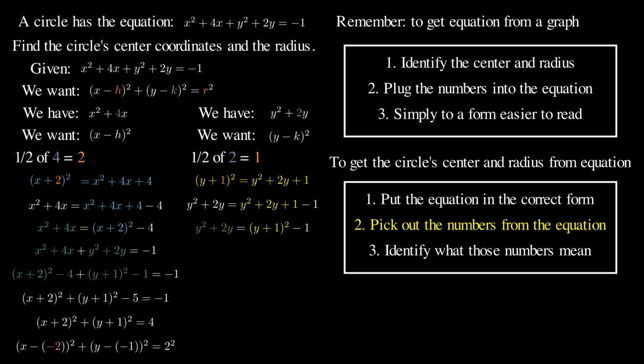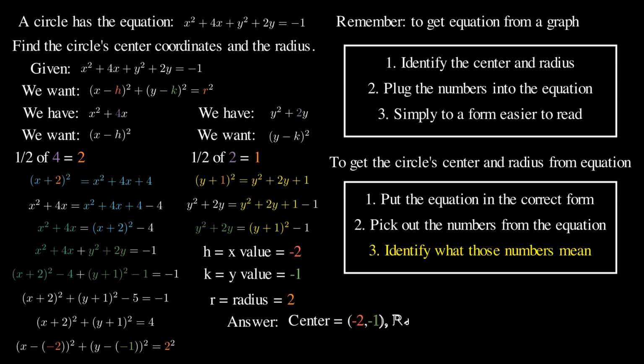The number being subtracted from x is going to equal the x value of the center of our circle. And the number being subtracted from y is going to equal the y value of the center of our circle. And lastly, the number on the right side of the equation being squared is going to equal our radius. So now, after all that hard work, we can finally write out our answer. The center is at -2, 1, and our radius is 2.